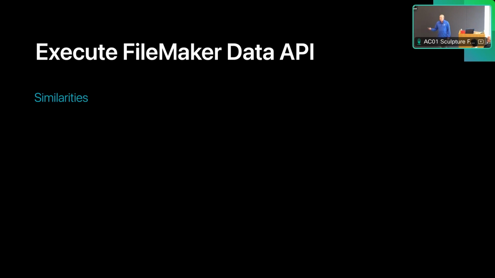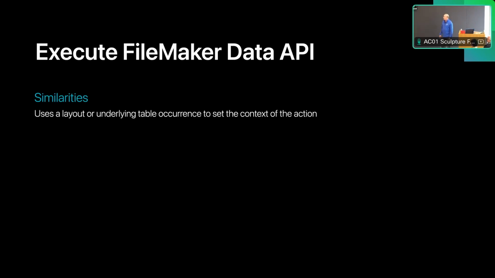So there are some similarities, of course. It uses a layout and the underlying table occurrence to set the context of your action. And it returns the result in the same JSON format. So if you've already been using the Claris FileMaker Data API as a web service and getting that response back, you're going to see the same JSON structure with the script step as you see with the web service.